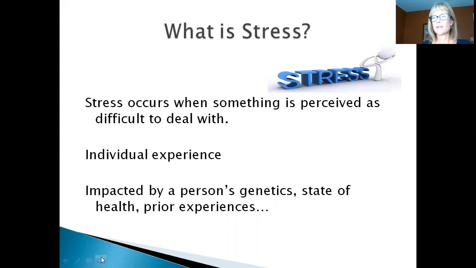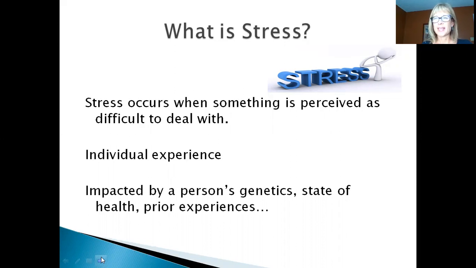So let's start by defining what is stress. Essentially, stress occurs when something is perceived as difficult to deal with. This could range from getting in front of a crowd of people and having to do public speaking, to working in your garden and finding a slithering snake is watching you. I have experienced that one.